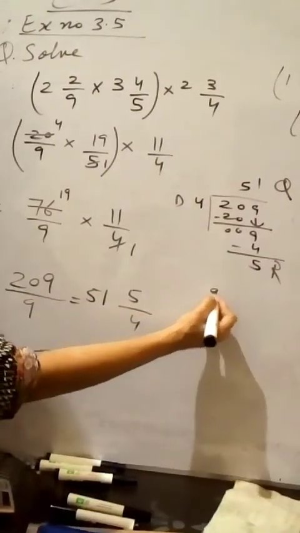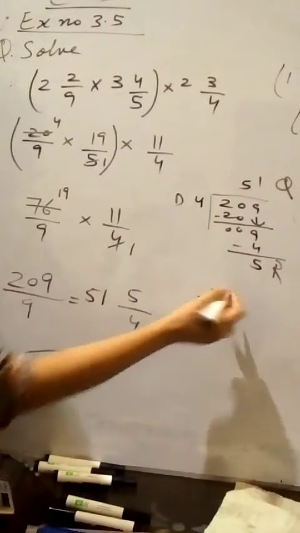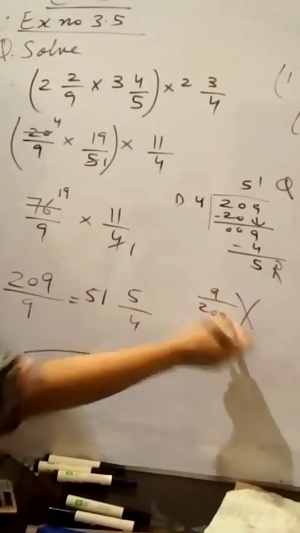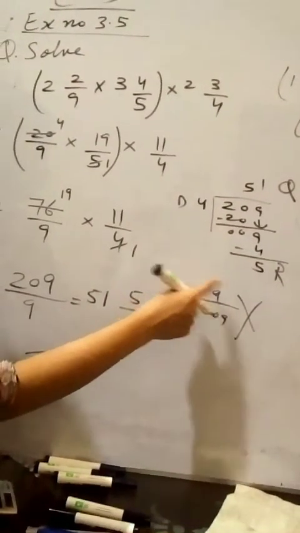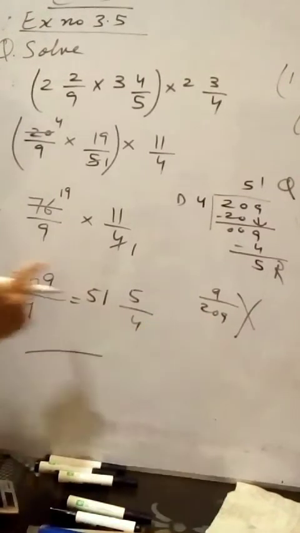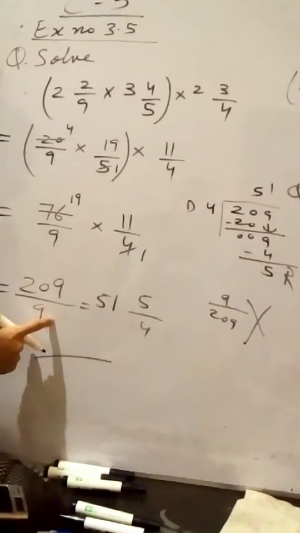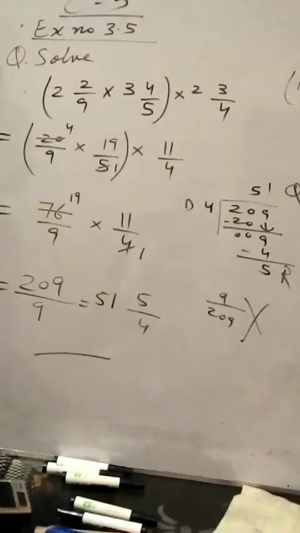If you have a value like this, is mixed form possible? No, because the numerator is smaller than the denominator. When we have a numerator bigger than the denominator, then you find the mixed form. Thank you.